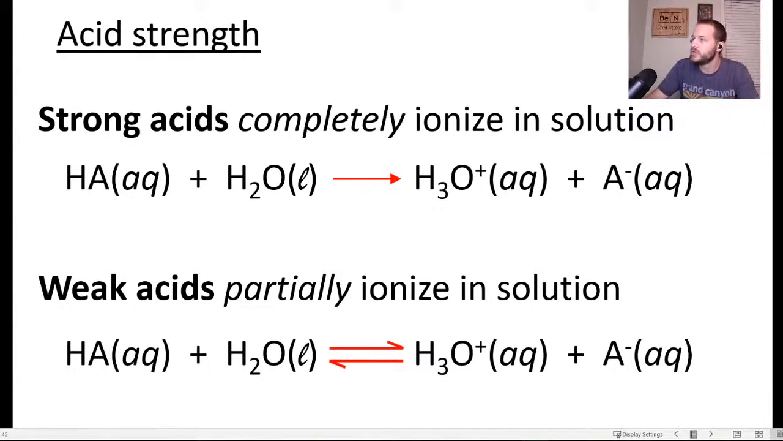So acid strength. And acids are broadly categorized into two categories called strong acids and weak acids. And the difference between strong acids and weak acids is the degree to which the acid dissociates or ionizes when you put it in water. So a strong acid is something that completely ionizes in solution. So the general form of a chemical equation in which you're dealing with a strong acid is going to look like this equation up above, where you have HA, that's just the generic formula for a generic acid, HA, reacting with water to produce hydronium ion and the conjugate base of that acid HA.